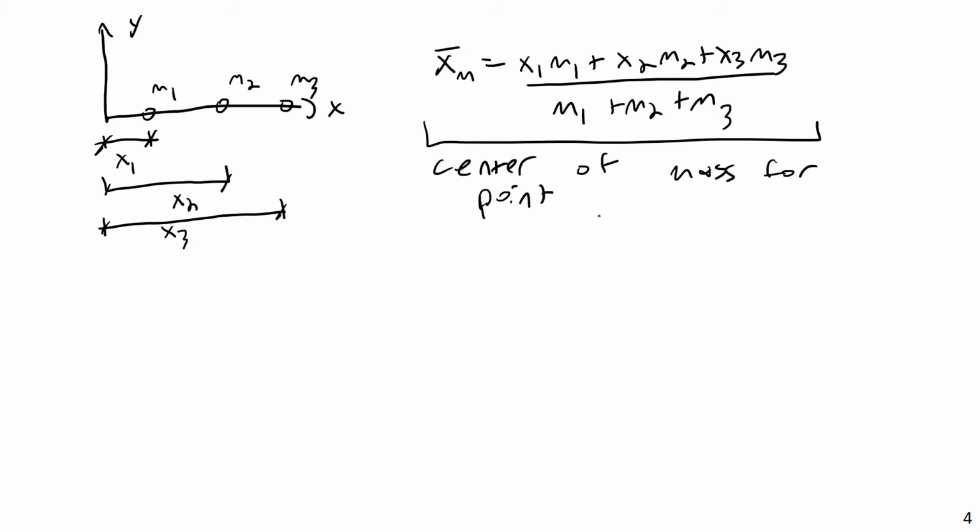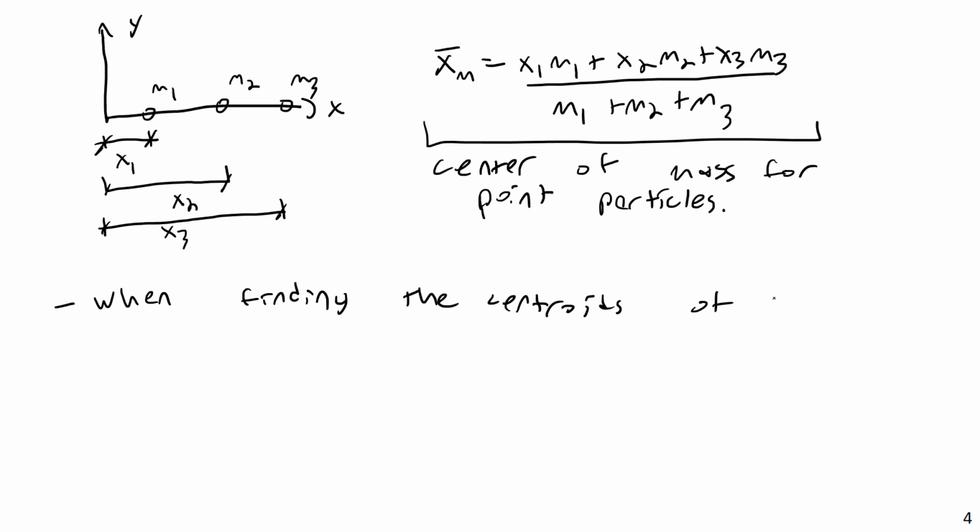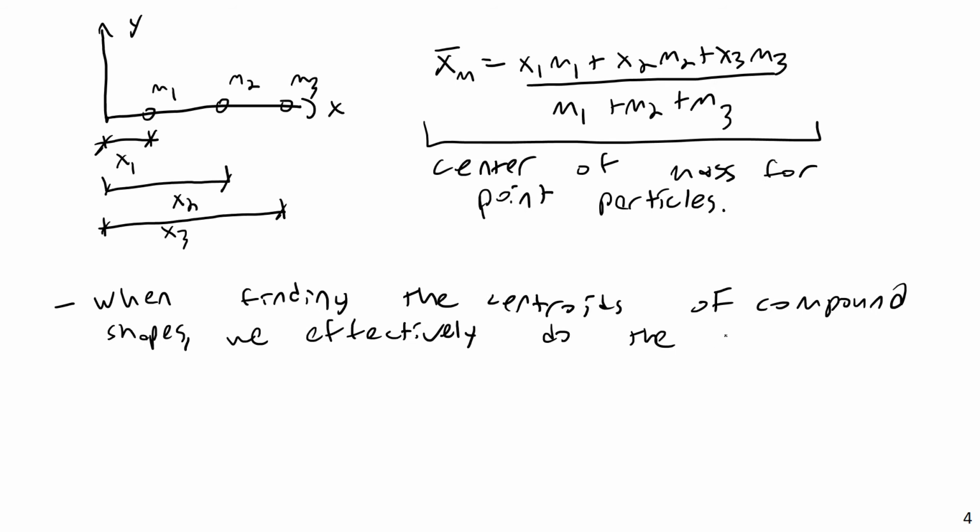But you could do the same thing by averaging the y coordinates if you were dealing with a two-dimensional system. And effectively, we're going to do something incredibly similar, basically the same thing, when looking at areas, or area centroids. When averaging areas, or in finding the centroids of compound shapes, we effectively do the same thing but with areas.